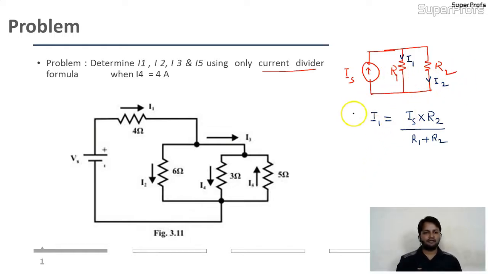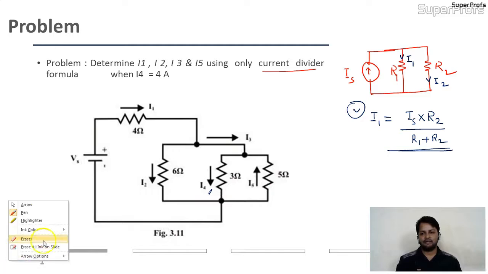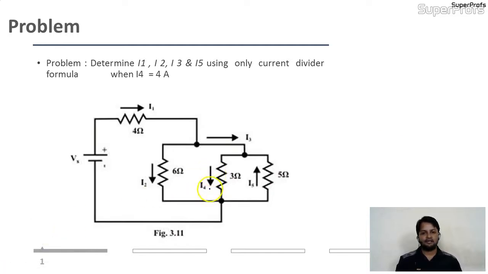But see, if you clearly observe here, this formula is given for two parallel connected elements, but here we are having 1, 2 and 3 parallel connected elements. Is it okay to you? And I4 is given to you people, and you have to calculate the different currents I1, I2, I3 and I5. So how to find this? So we'll apply the simple current division formula.